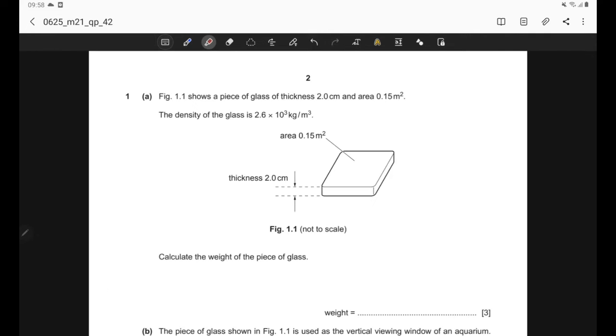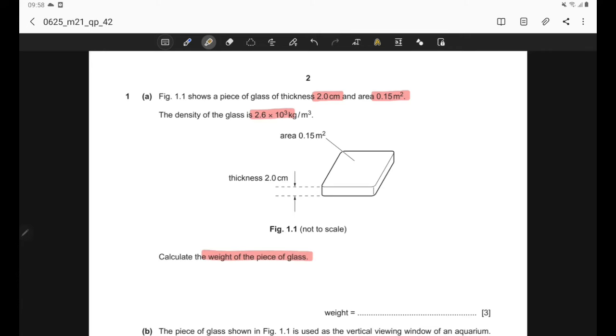Question 1, Part A. Figure 1.1 shows a piece of glass of thickness 2 cm and area 0.15 meter square. The density of the glass is 2.6 into 10 to the power 3 kilogram per meter cube. Calculate the weight of the piece of glass.